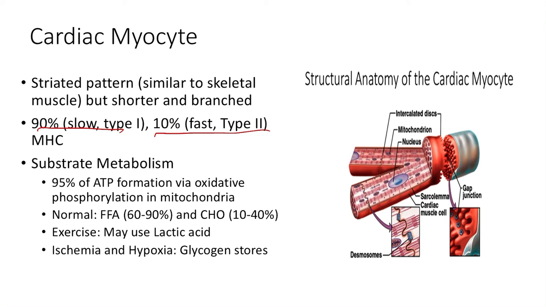In terms of metabolic substrate, free fatty acids and carbohydrates, you might see lactic acid utilized in the heart at higher intensities. And then under situations of ischemia and hypoxia, you might see the heart burn through some of its glycogen stores. It's actually really important to know that there are glycogen stores. Those glycogen stores are what helps kind of reboot your heart in a certain sense if you're defibrillated.